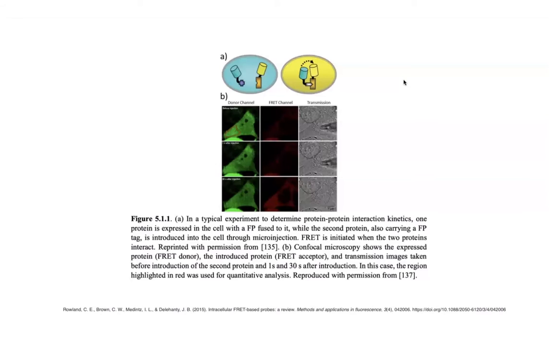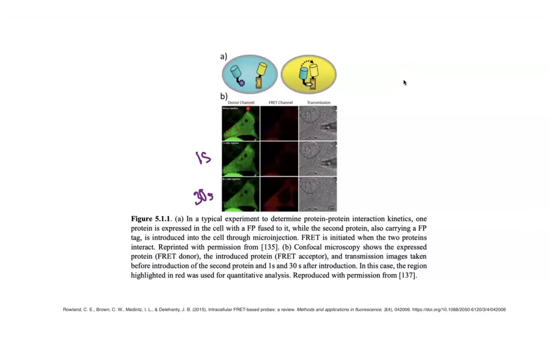So one of the proteins is going to be expressed in the cell with a fluorescent protein fused to it. And then you have a second protein that's going to be injected into the cell. Now what's going to happen is they can start monitoring. So in the top panel, this is going to be 0 seconds, basically before they inject. Then this is them after they're injecting. So this is going to be 1 second. And this is going to be 30 seconds.